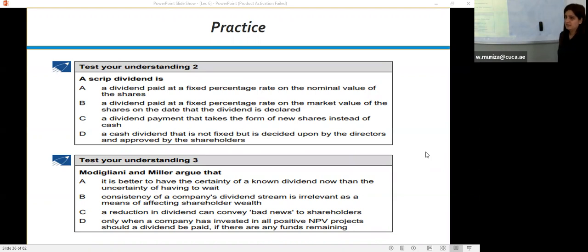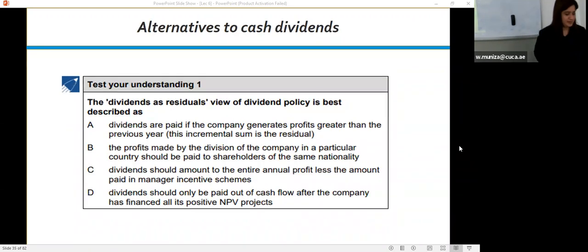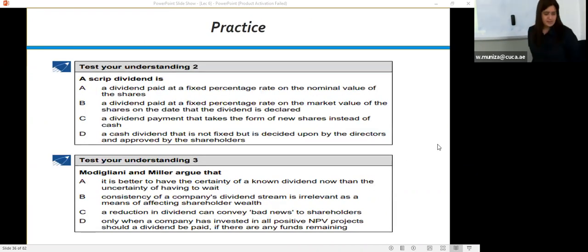Which one? B. What do you say, Atif? Okay, for the first case, what did you answer? This one, the dividends as the residual. D was the answer. That is the residual theory. So it means over there it was residual theory, it's not MM. Okay. In this case, a scrip dividend. What is a scrip dividend, by the way? Paying back in shares.